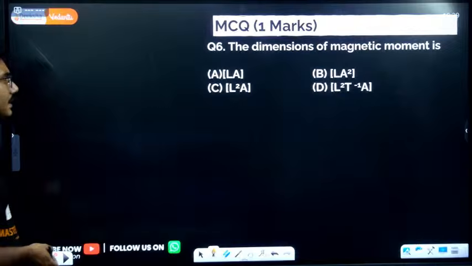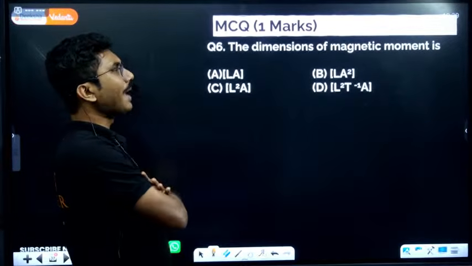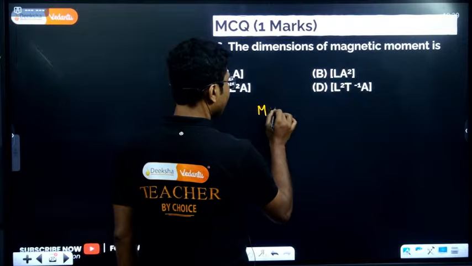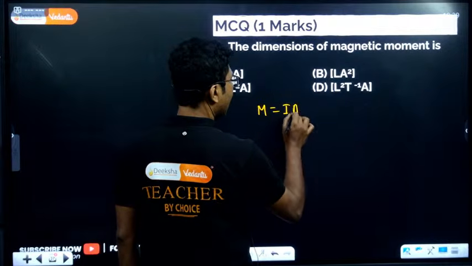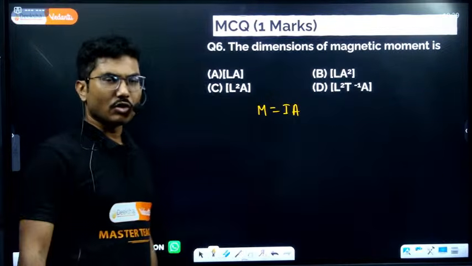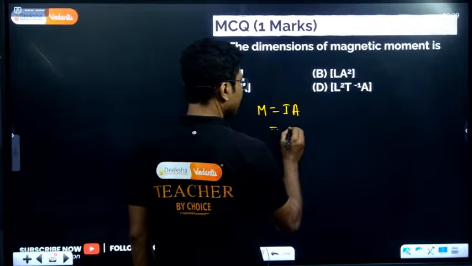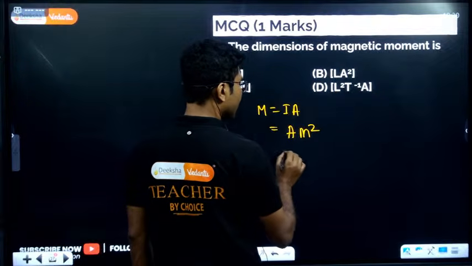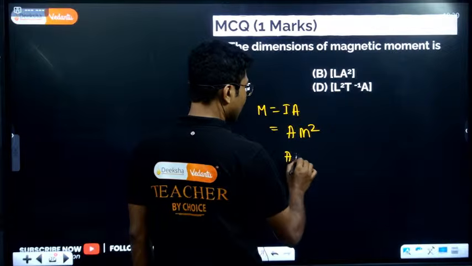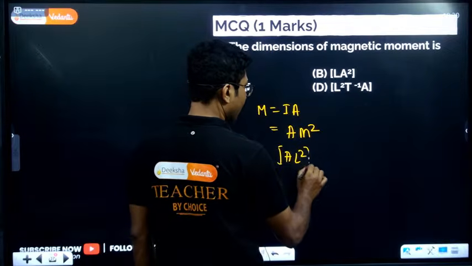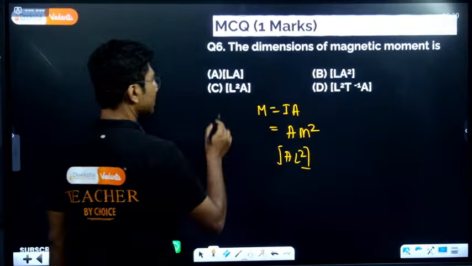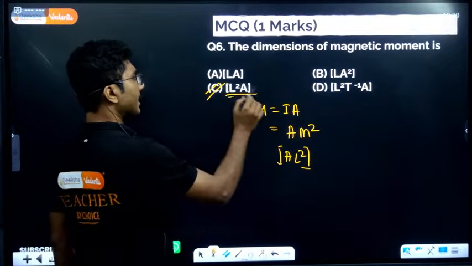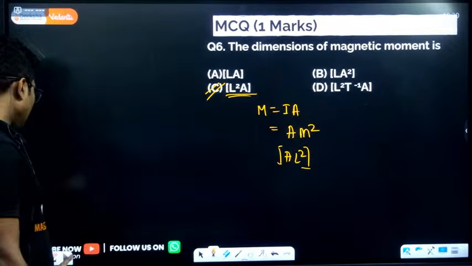Okay, next, the dimension of magnetic moment. What is magnetic moment? Magnetic moment is given by current into area. Its unit will be ampere meter square. So the dimension will be A L square. Okay, so L square A is the dimension of magnetic moment.